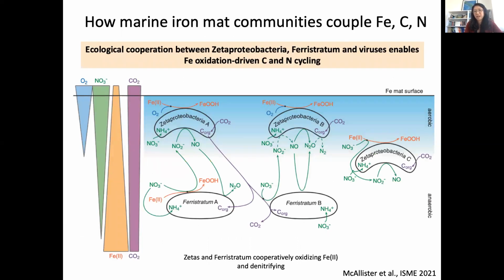And so altogether, we can make cartoons in which we see that there are many different ways in which iron oxidation is connected to nitrogen cycling. But it all starts with these primary producers, the zeta proteobacteria, and then now we can put the purple organism, fairy-stratum, in this picture and see how together they drive carbon and nitrogen cycling. And you can read more about it in Sean's ISME paper. There's a bit of a virus story as well.